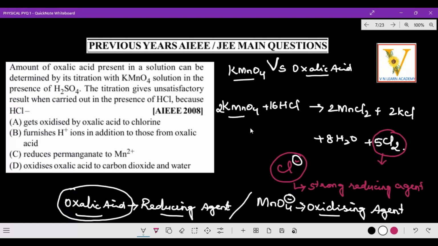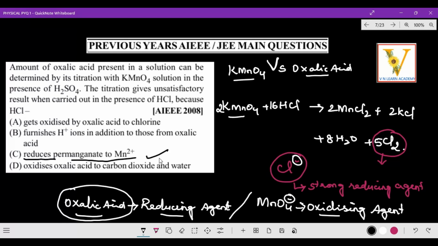This is the way you will answer the viva person, that means the examiner. Definitely you will get the best points, right? I hope you got the clarity. Now, which is the correct option? The option is: Cl minus ion reduces permanganate to Mn2 plus, right? That is the correct option.